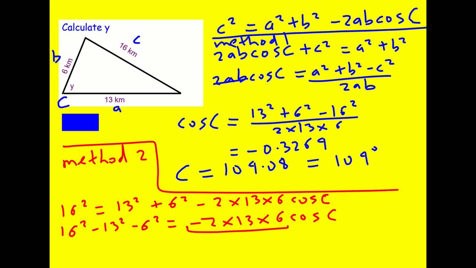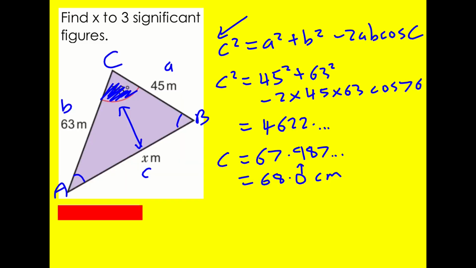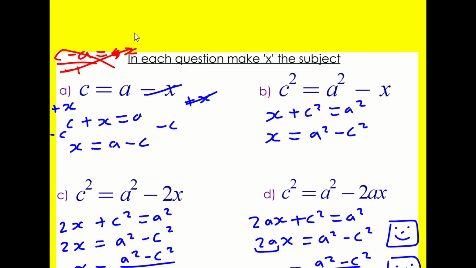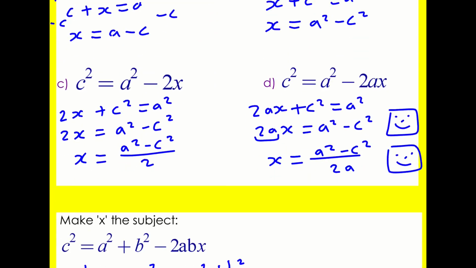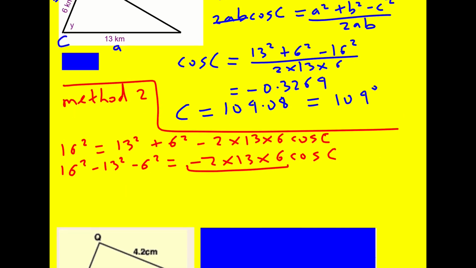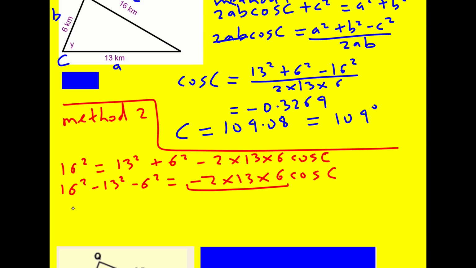I kind of said before, don't do that. I think I crossed it out. Here I said don't divide by minus 1, but here it actually makes a bit of sense to do that. Cos c is just going to be 16 squared minus 13 squared minus 6 squared all over minus 2 times 13 times 6.